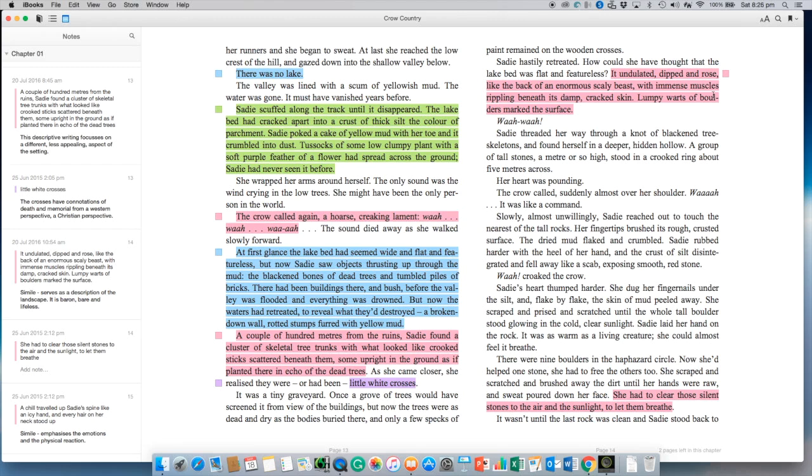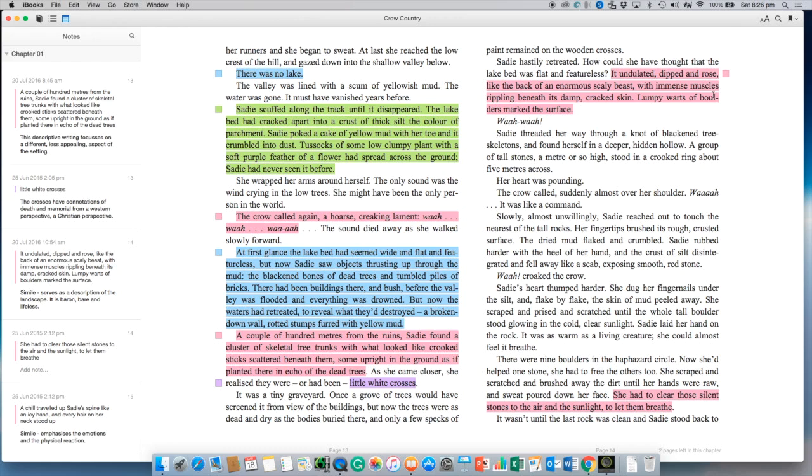landscape here. It undulated, dipped and rose like the back of an enormous scaly beast with immense muscles rippling beneath its damp, cracked skin. Lumpy warts of boulders marked the surface.